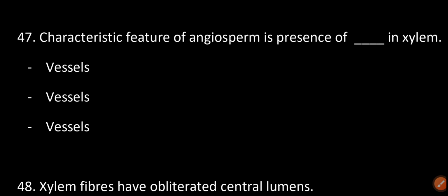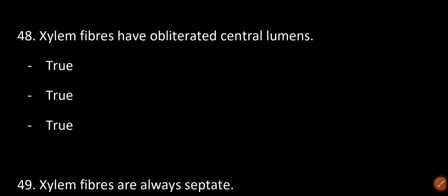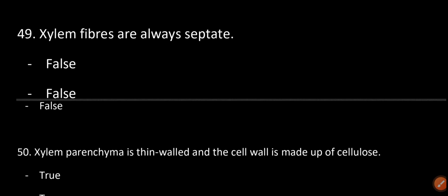A characteristic feature of angiosperms is the presence of vessels in xylem. Xylem fibers have obliterated central lumens. True. Xylem fibers are always septate. False. Xylem parenchyma is thin walled and the cell wall is made up of cellulose. True.